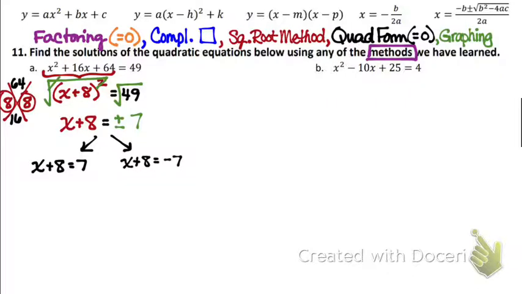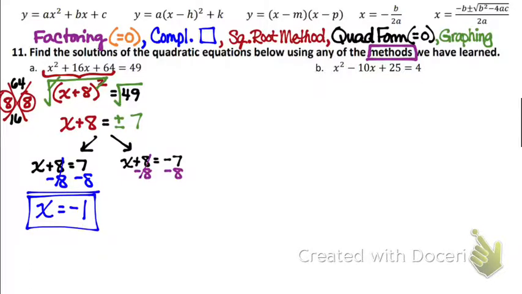What do I do right here to get x all alone? Minus 8 from both sides. What is 7 minus 8? Negative 1. So x equals negative 1. What about over here? Yep, minus 8 from both sides again. What is negative 7 minus 8? Negative 15. All right.